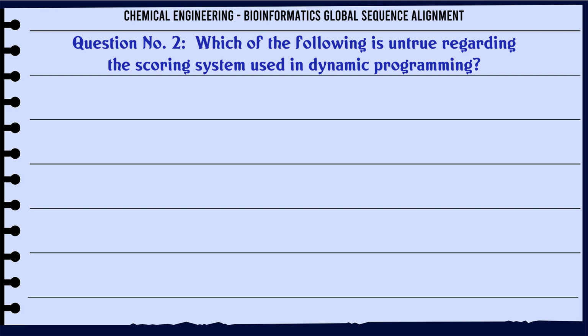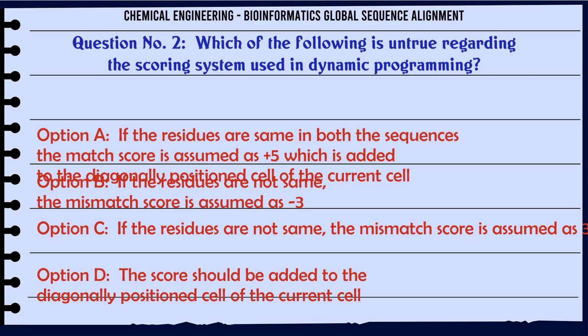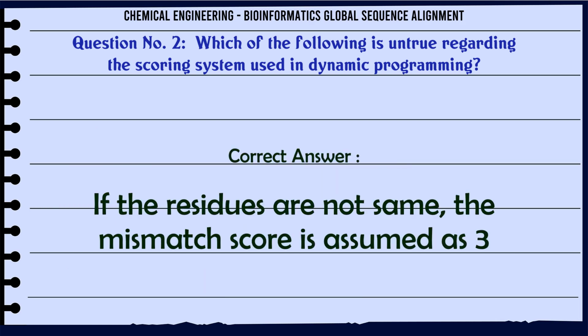Which of the following is untrue regarding the scoring system used in dynamic programming? A. If the residues are same in both the sequences, the match score is assumed as 5, which is added to the diagonally positioned cell of the current cell. B. If the residues are not same, the mismatch score is assumed as 3. C. If the residues are not same, the mismatch score is assumed as 3. D. The score should be added to the diagonally positioned cell of the current cell. The correct answer is, if the residues are not same, the mismatch score is assumed as 3.